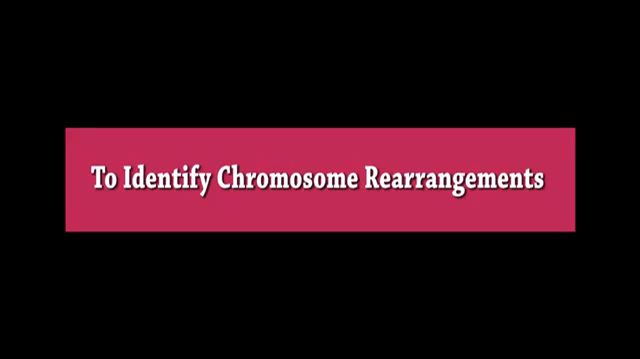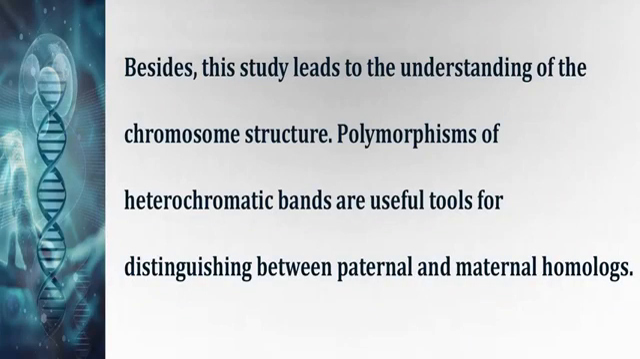One, to identify chromosome rearrangements. Chromosome banding is valuable for the identification of individual chromosomes and the identification of chromosomal rearrangements that have occurred in the course of evolution. Besides, this study leads to the understanding of the chromosome structure, and polymorphism of heterochromatic bands are useful tools for distinguishing between paternal and maternal homologs.